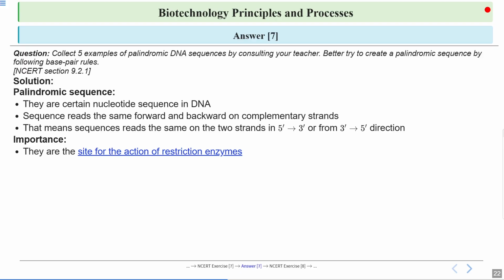And most of the restriction enzymes read the palindromic sequence, they choose the palindromic sequence, and there they cut. Their choosing is very specific, right? So they are the site for the action of restriction enzyme. Most restriction sites in the DNA are palindromic sequences. So these sequences, whether read from 5 prime to 3 prime or 3 prime to 5 prime, will be the same nitrogenous bases, right?